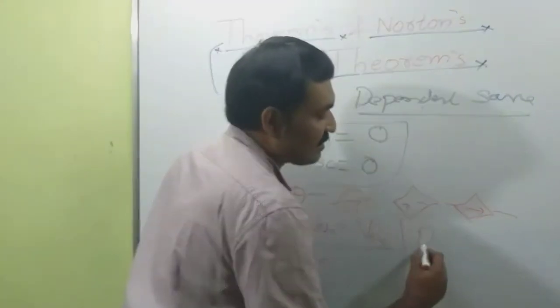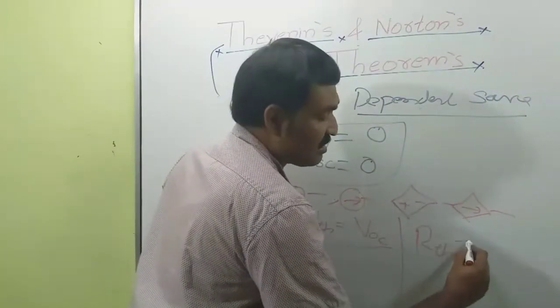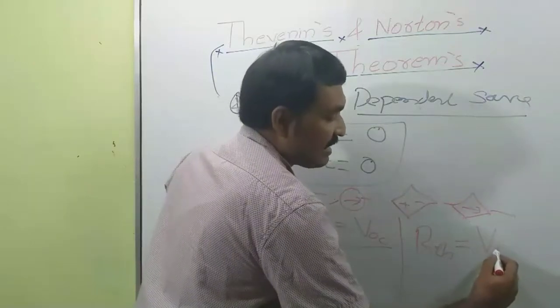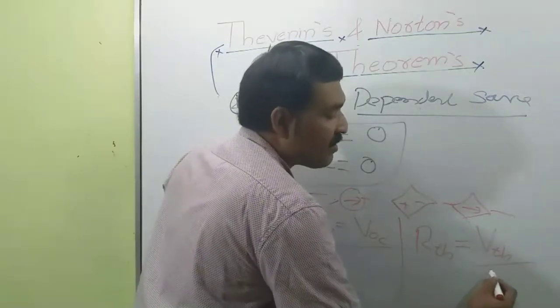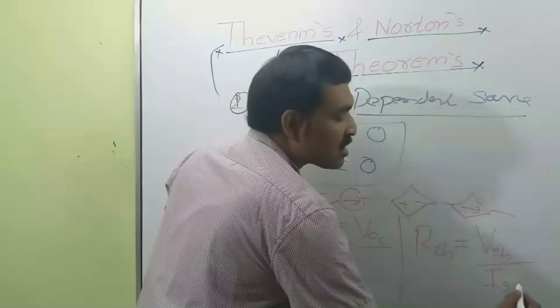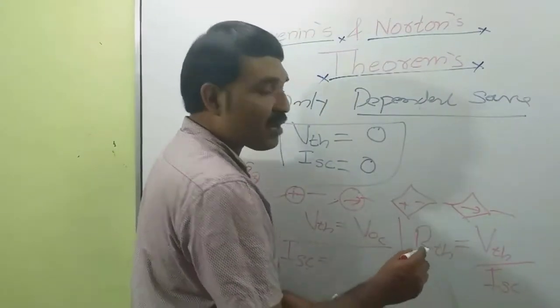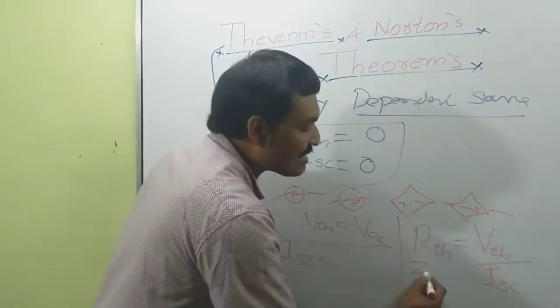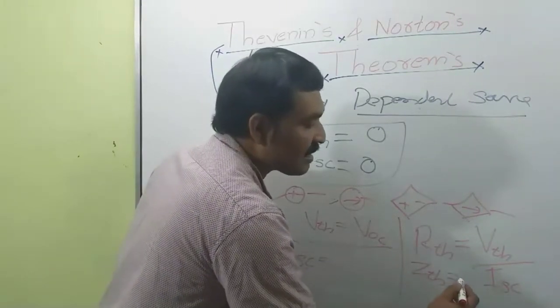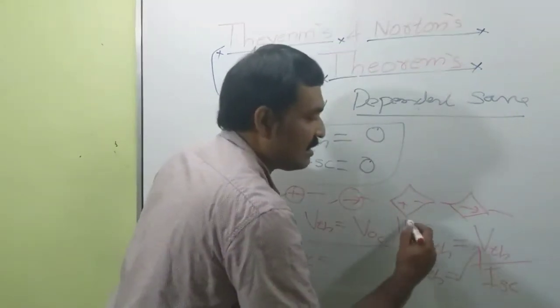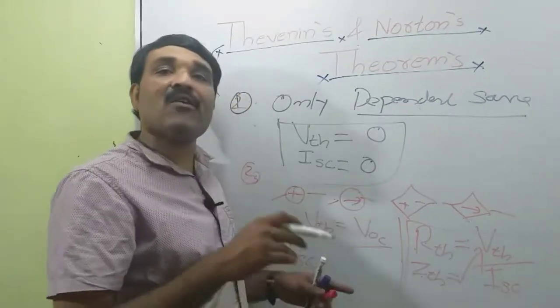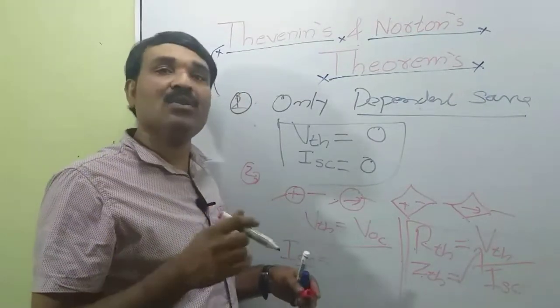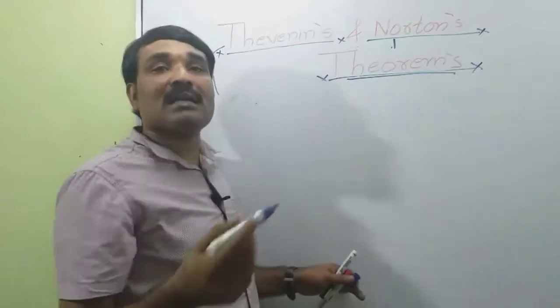Then RTH, the equivalent Thevenin's resistance, is equal to VTH, that is, the open circuit voltage, divided by ISC, the short circuit current. Okay, or if it is an AC network, then RTH is replaced by ZTH, which is equal to VTH by ISC. ZTH is the Thevenin's equivalent impedance. Okay, now we can define Norton's theorem.